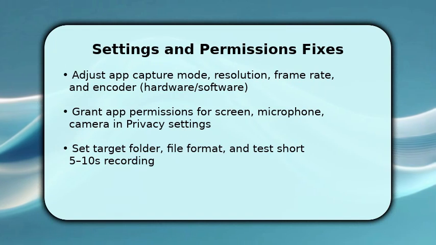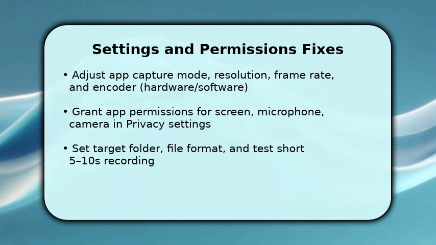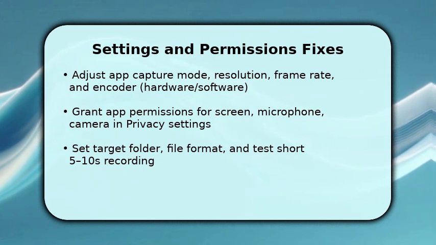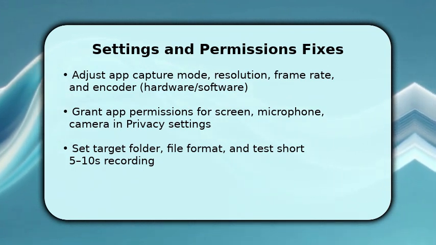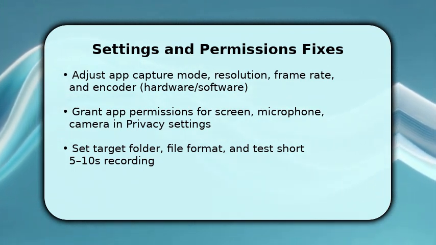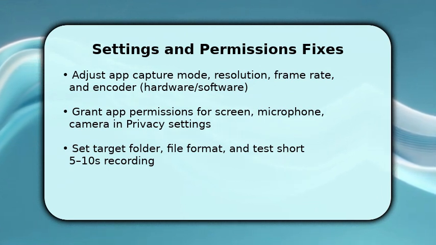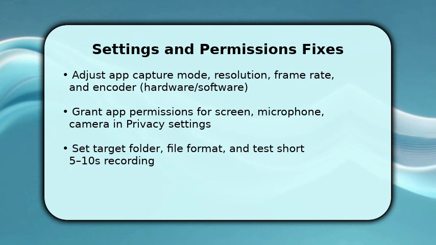You now dive into the recorder settings, switch capture mode, pick resolution and frame rate, and choose hardware versus software encoder to match your GPU. Then open system privacy settings and explicitly allow screen, mic, and camera access. Without permissions, the recorder won't capture.